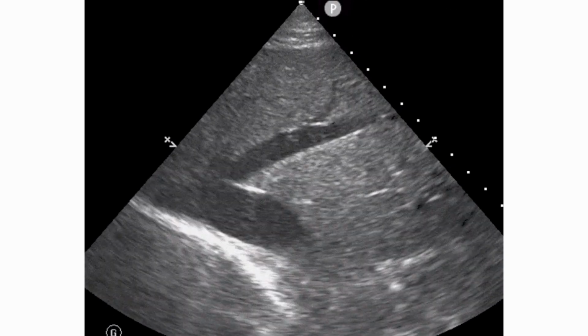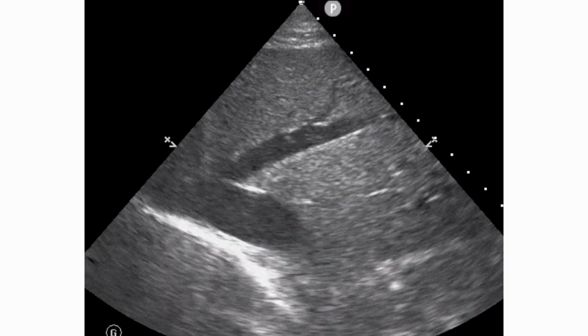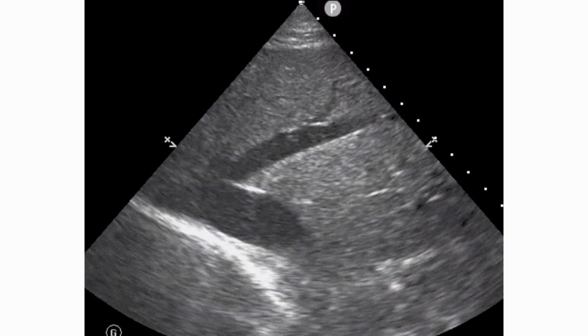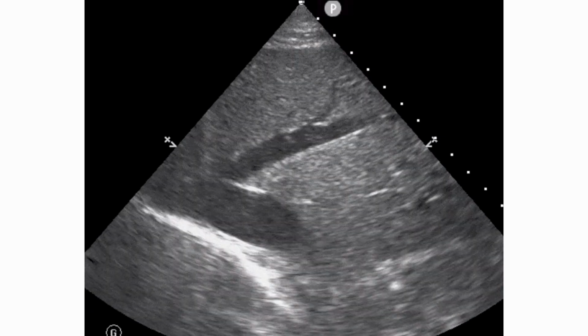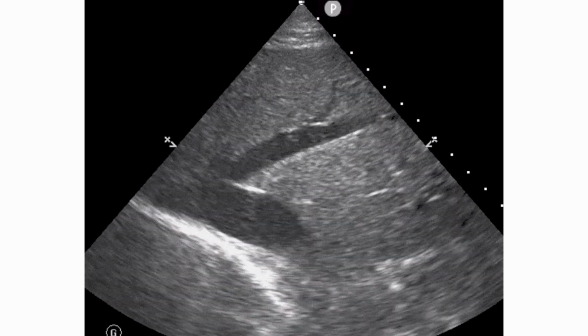So here's a live view of the study. At the bottom, the anechoic black large structure is actually the IVC. If you were to scan up a little more to the left, you'd see the RA contracting. And running off the top of the IVC, there are some hepatic vessels. Now, the whole point of the IVC study is to figure out, is the IVC large or is it small?